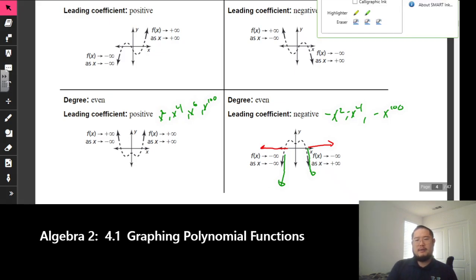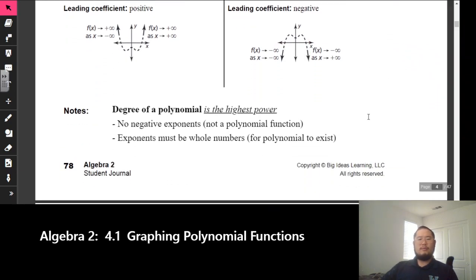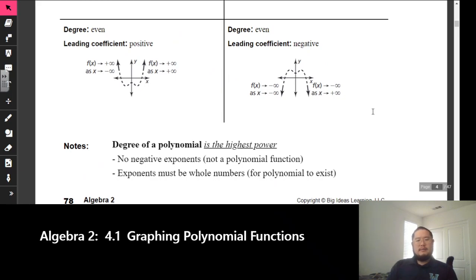It seems a little complicated at first, but it's pretty easy to grasp as you do this more and more. All right, next up, the degree of a polynomial is the highest power. So in case you forgot, when I ask what the degree of the polynomial is, that is asking you to figure out the highest power in that polynomial expression, or it could be an equation as well.